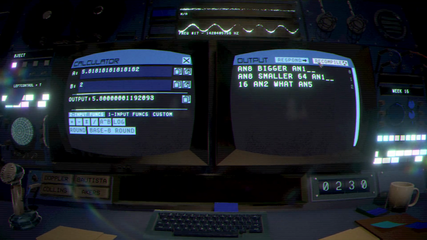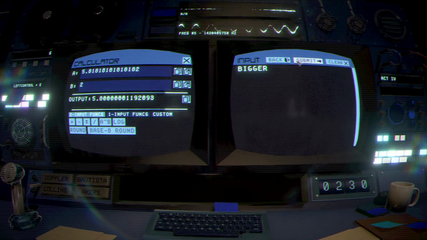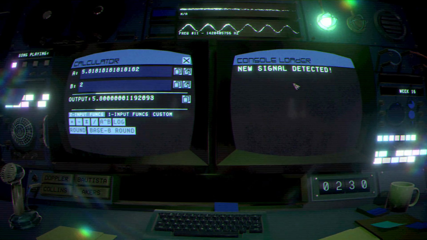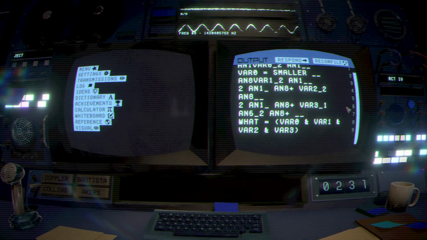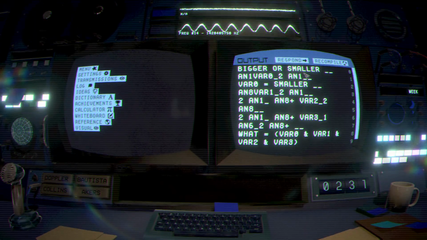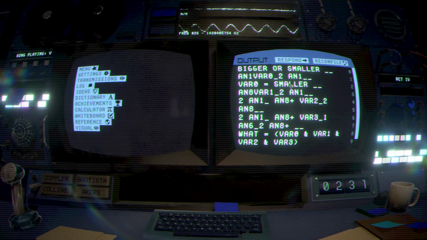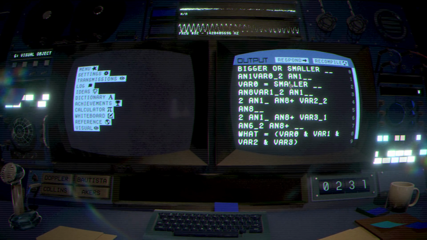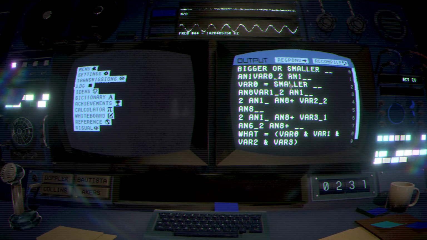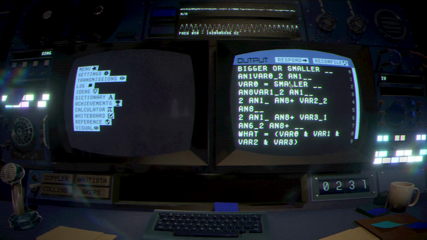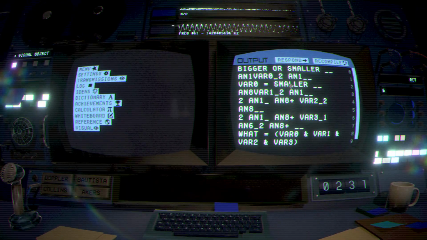Okay, I'm making this too complicated. It's just bigger or smaller. So bigger. 16 atomic number 2s is bigger than 1 atomic number 5. Oh boy. Okay. Bigger or smaller? Atomic number 1, variable 0, 2. Atomic number 1, variable 0. Smaller.